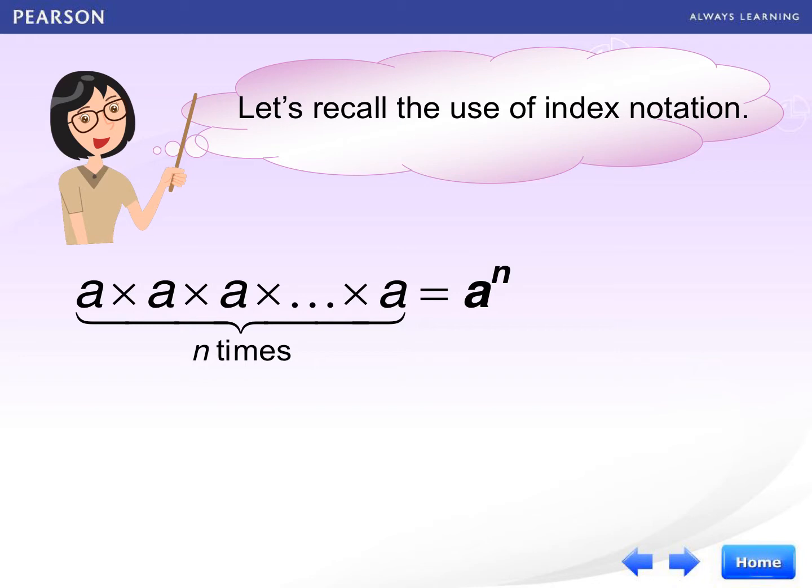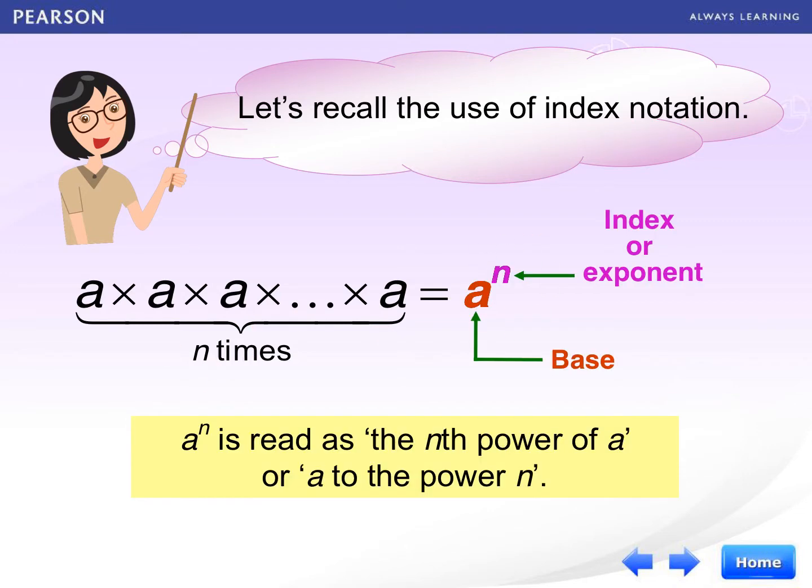Let's record the use of index notation. It's like this: a times a, n times, and then it will be a to the power n. Here a is called the base, while n is called the index or exponent. For the whole term, we call it the nth power of a, or a to the power n.